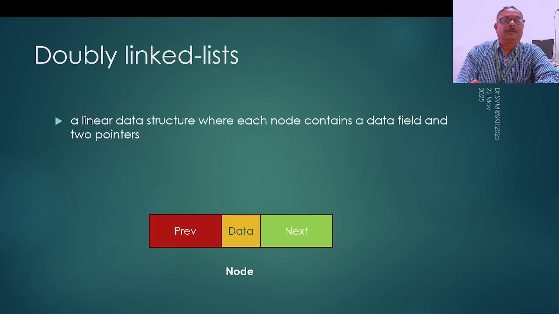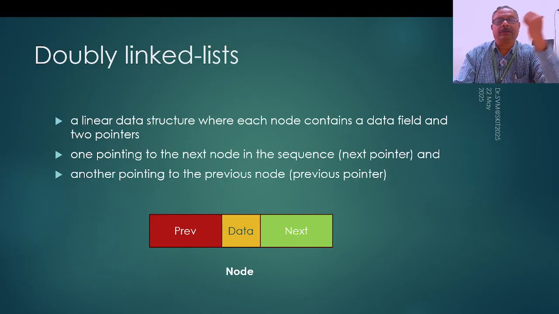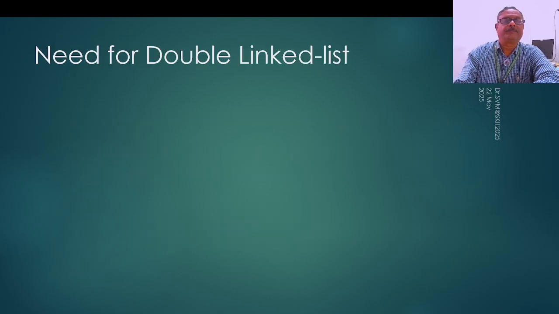So technically speaking, we can say that a doubly linked list is a linear data structure where each node contains a data field and two pointers, one for forward, one for backward. One is pointing to the next node in the sequence, and the other one is pointing to the previous node in the sequence. So why do we require a doubly linked list in the first place at all?